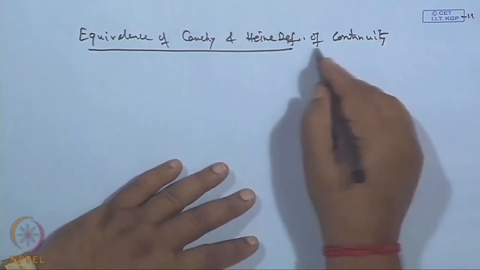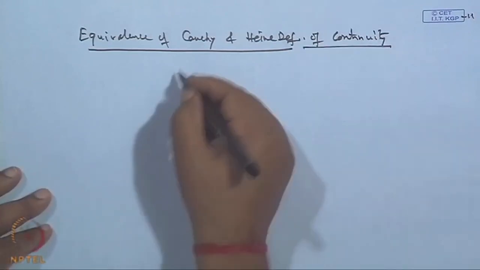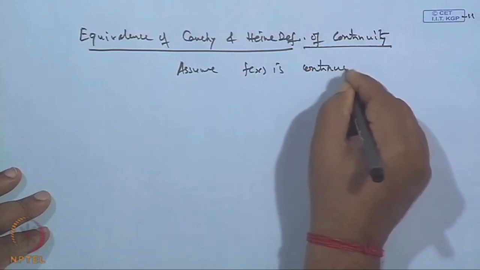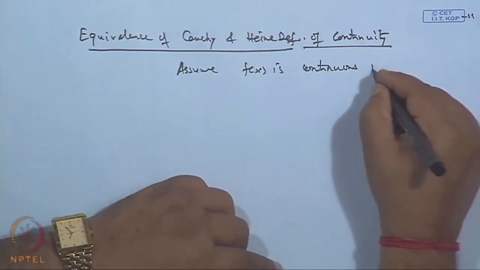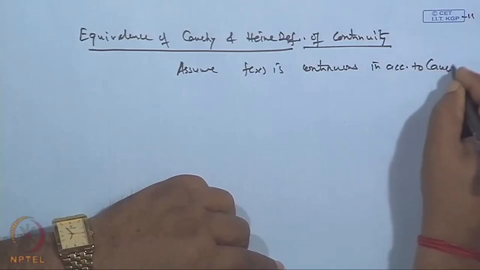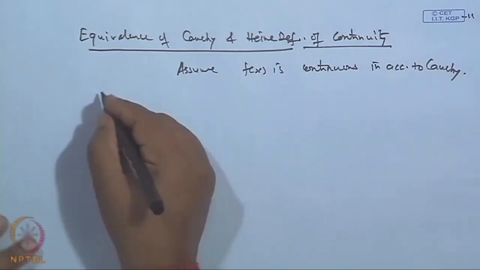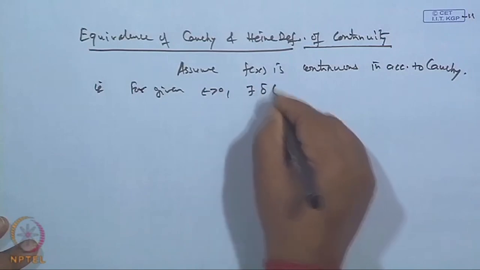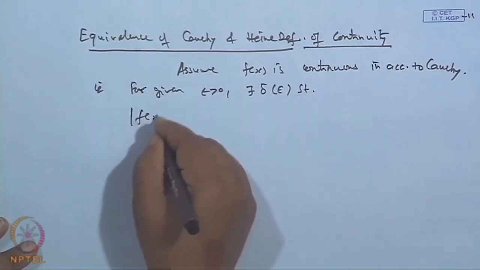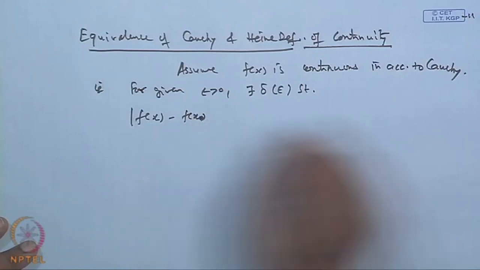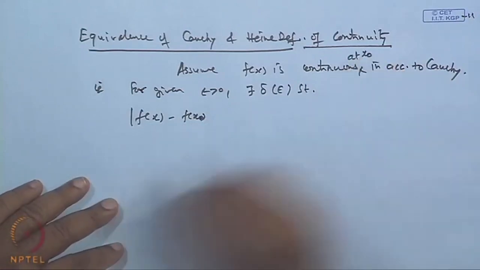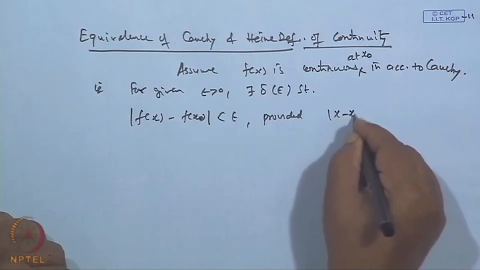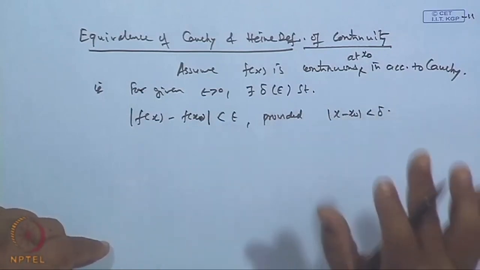So let us assume the function f(x) is continuous according to Cauchy's definition. It means that for a given epsilon greater than 0, there exists a delta depending on epsilon such that mod of f(x) minus f(x naught) is less than epsilon, provided mod of x minus x naught is less than delta. Suppose this is true.